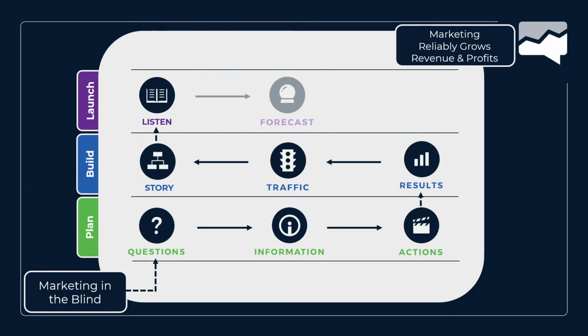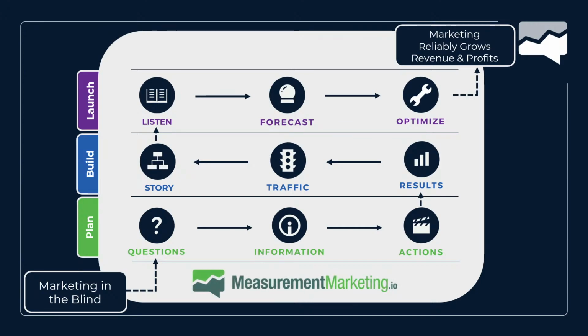But once you have your benchmarks, you can start to do the most important thing in measurement, which is to forecast what's going to happen next week, next month, next quarter, next year. And then you measure against your forecast. That's what will tell you what's working or what's not in your own marketing, so you can then optimize. That is the measurement marketing framework in a nutshell, and that is why we are here.